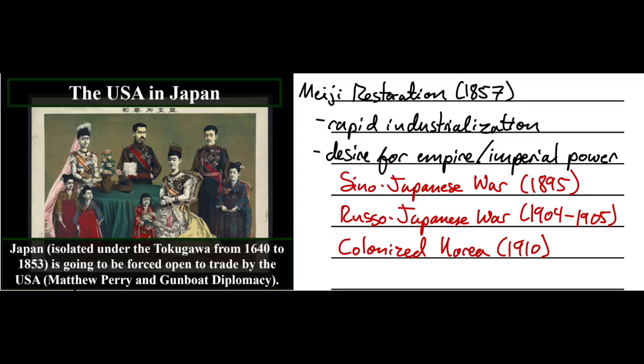Then they move into Korea and colonize and annex Korea in 1910. So again, building an imperial empire. This is going to lead to some problematic behavior in World War II with the invasion of China, like we talked about before, with the Rape of Nanking.